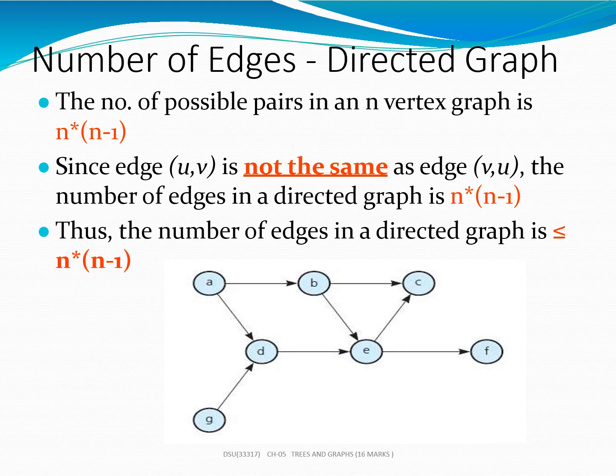So, the number of edges in a directed graph. The number of possible pairs in an n-vertex graph is n times n minus 1. Since edge (u, v) is not the same as edge (v, u), the number of edges in a directed graph is at most n times n minus 1. Thus, the number of edges in a directed graph is less than or equal to n times n minus 1, since it is not the same edge; it may be from b to a, like this.